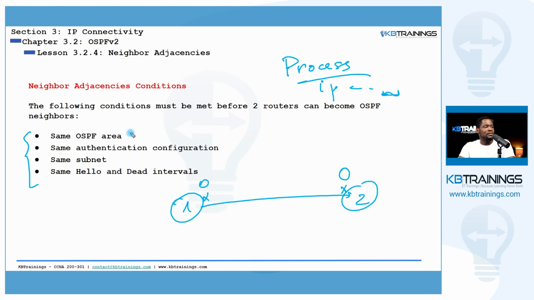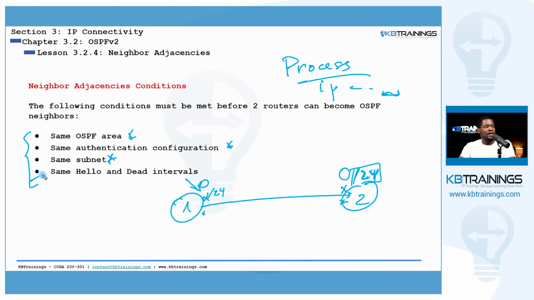The second condition is that you need to have the same authentication configuration. If you are using a password or MD5 password or any kind of security on one end of the link, you need to have that same authentication configuration on the other end to be able to become neighbors. Otherwise, you won't be able to do that. They need to be in the same subnet. So if you have a /24 on this interface, the other end should be /24 as well.